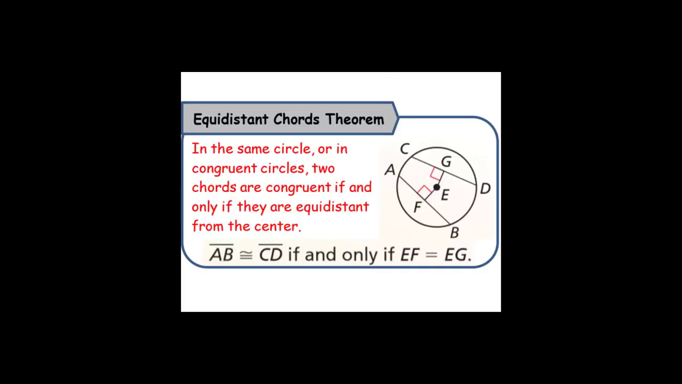Alright, the next problem will require us to use the equidistant chords theorem. It states that in the same circle or in congruent circles, two chords are congruent if and only if they are equal distance from the center. Remember, when we are talking about a distance from a point to a line segment, we're talking about the perpendicular segment from that point to that particular chord in this case.